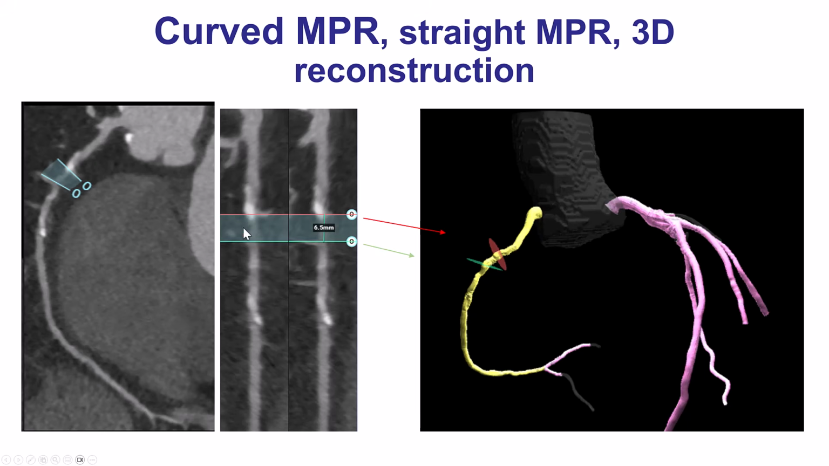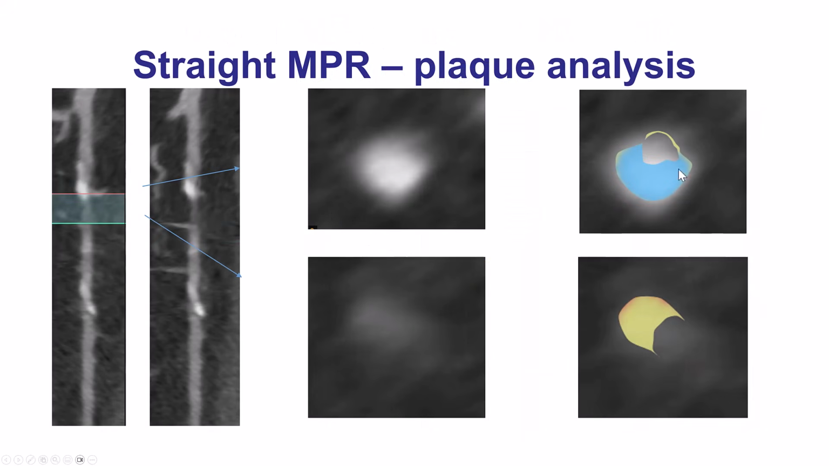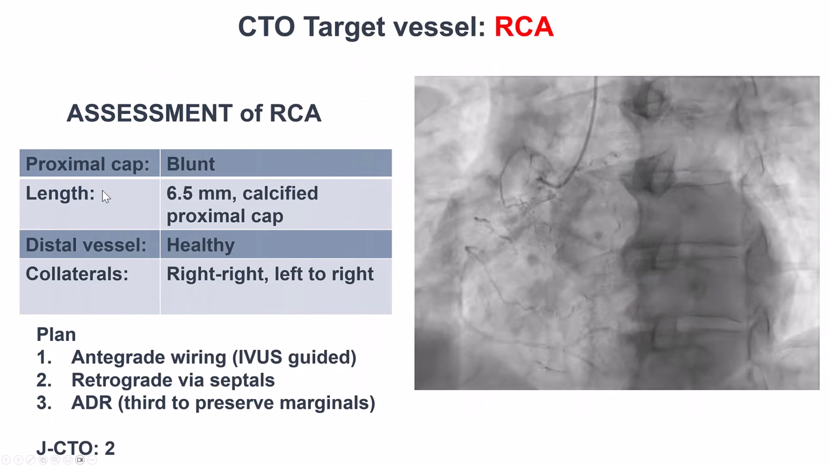This is AI-QCT, automated analysis of the CT, showing that the CTO per se is very short, only 6.5 millimeters. But again, there is this calcium at the proximal cap. You can see here the bright white. And this is what, as we will see, caused issues along with this atrial branch coming at the proximal cap.